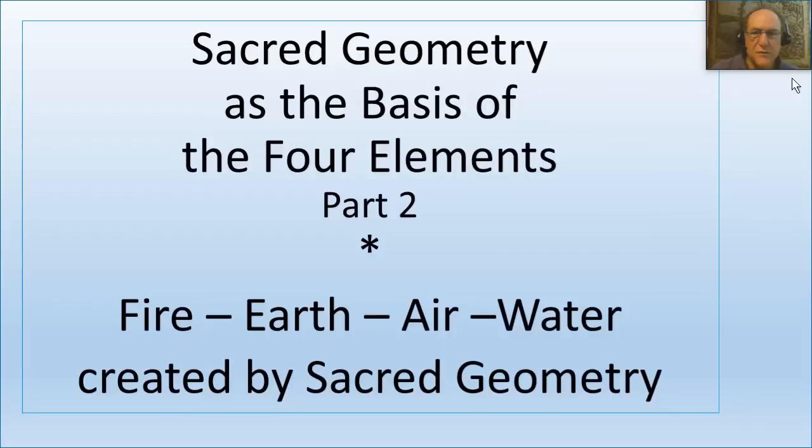Hello, welcome to part 2 of Sacred Geometry as the basis of the 4 elements. In part 1 we laid down the foundational ideas, and now we are ready to learn the details of how zodiac signs are created, and specifically how the 4 elements of fire, earth, air, and water are created.